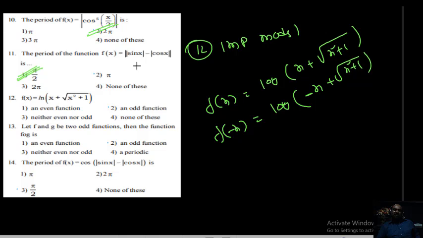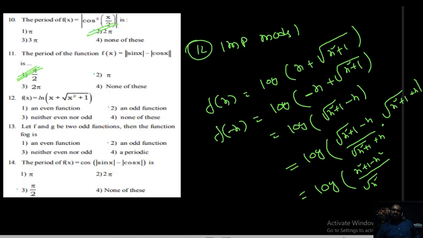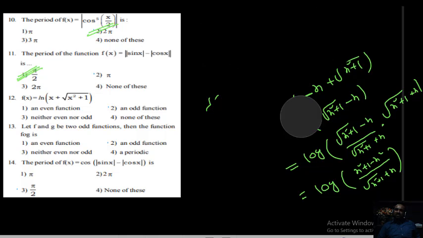Okay, so it equals logarithm of root over x square plus 1 minus x, I can write. Now I want to rationalize root over x square plus 1 minus x by multiplying and dividing by root over x square plus 1 plus x. What happened? Logarithm of numerator x square plus 1 minus x square, by root over x square plus 1 plus x. Okay students, somewhere I will write.